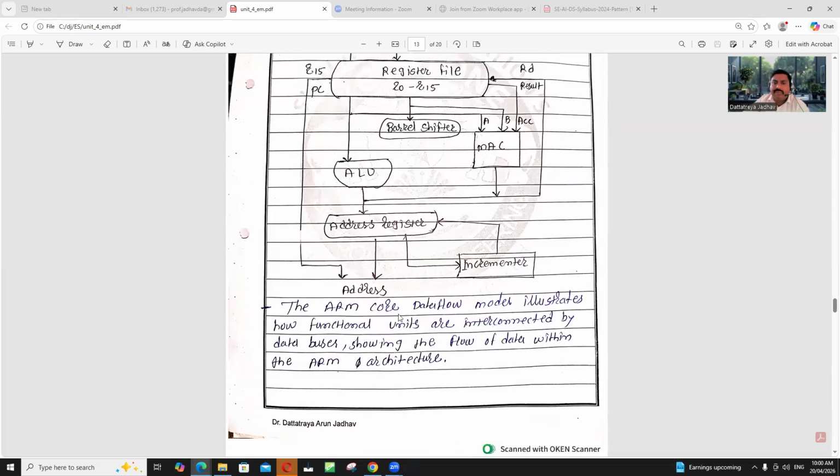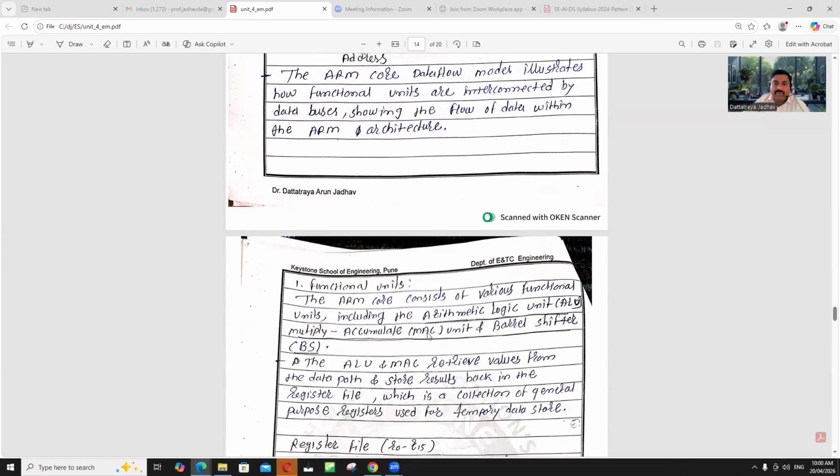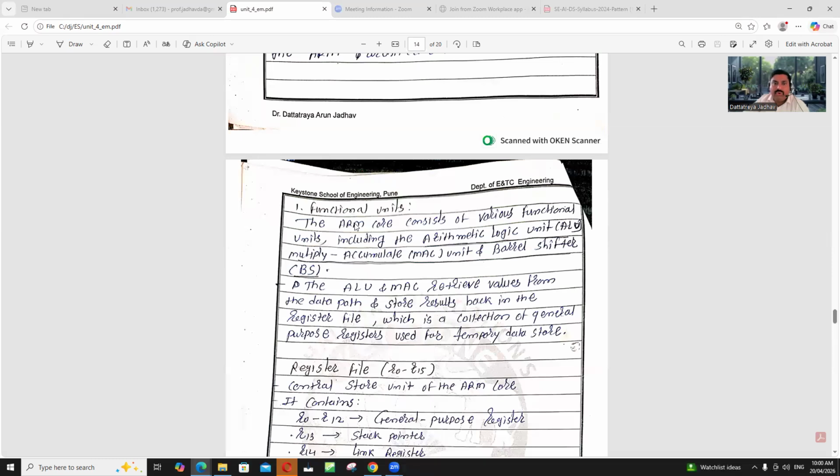Now go with the theory. The ARM core data flow model illustrates how fundamental units are interconnected by data buses, showing the flow of data within the ARM architecture. First is the functional units. The ARM core consists of various functional units, including the arithmetic logic unit for addition and logical operations like AND, OR, XOR, then the multiply accumulate unit, that is the MAC unit, and the barrel shifter, which handles shifting of bits.